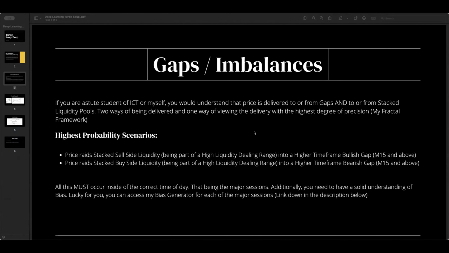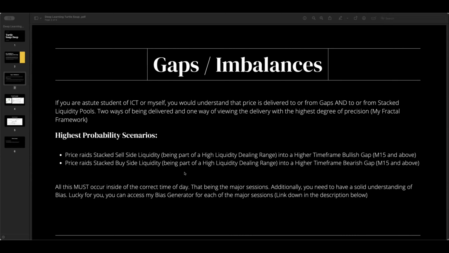Okay, now every single one of these signatures in price, they must occur inside of the correct time of day. Now, the correct time of day is the major sessions. Now, there are a lot of people with different ideas about what the correct time of day is. Everyone is wrong. It is not 7:30. The day does not start at 7:30. The day does not start at 8. Asian session does not finish at 12. The New York session does not start at 7. It does not even start at 8:30.